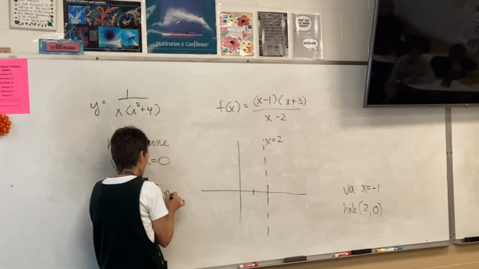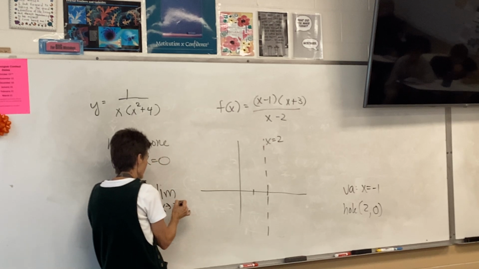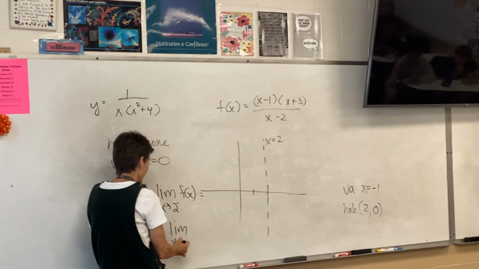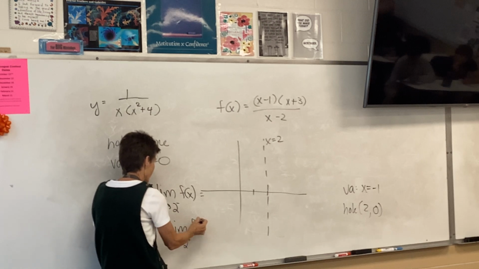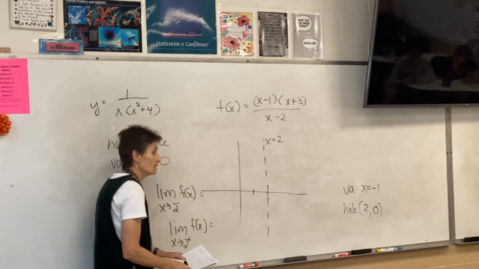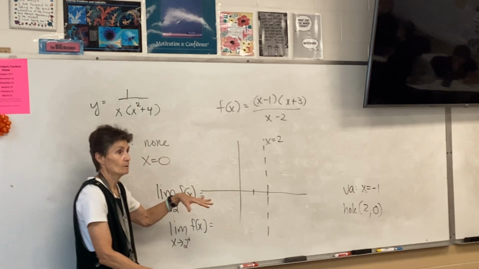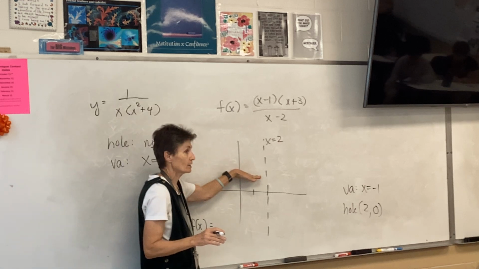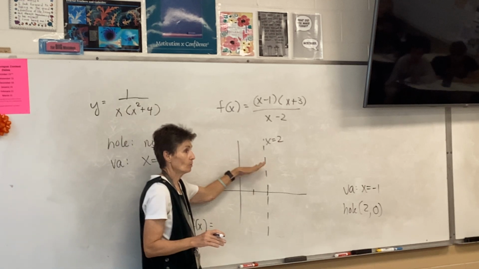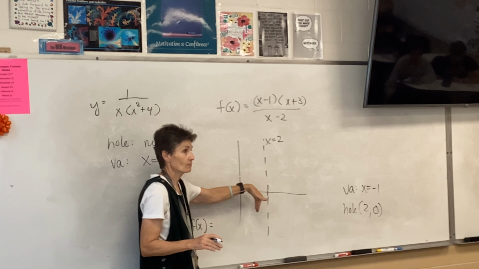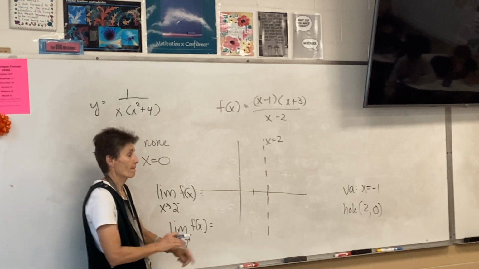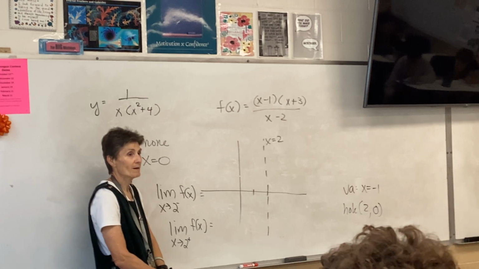So as you approach 2 from the left and from the right, what is your picture going to do? One of two things. As you get closer to it, it's either going to go up or it's going to go down, right? You need to figure that out. Any idea how we might figure that out?